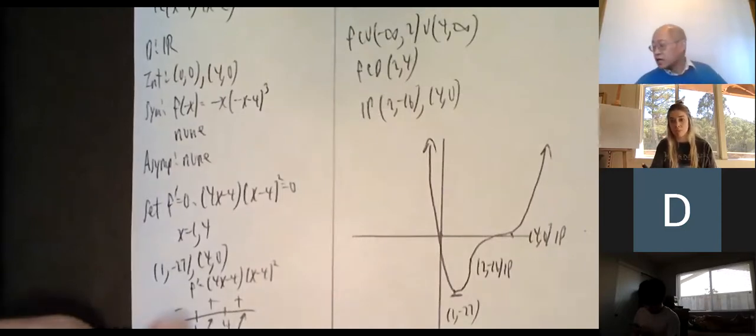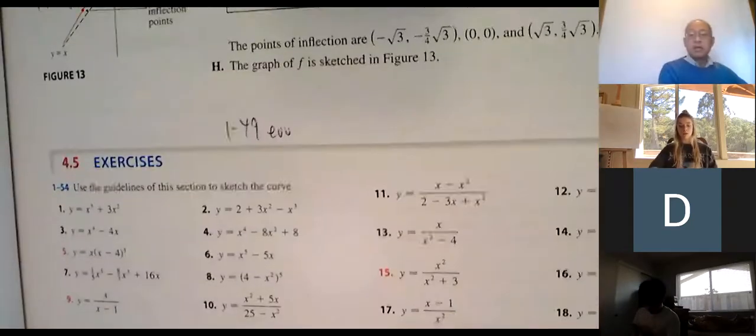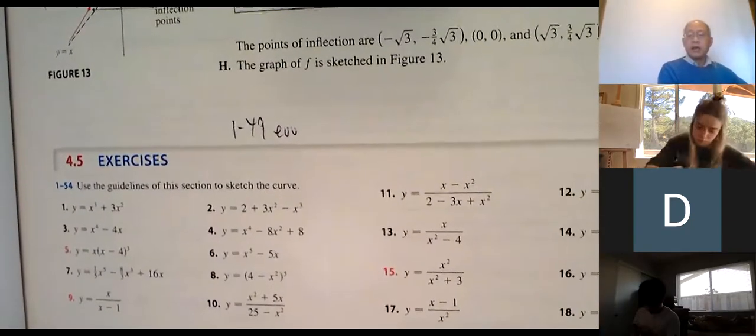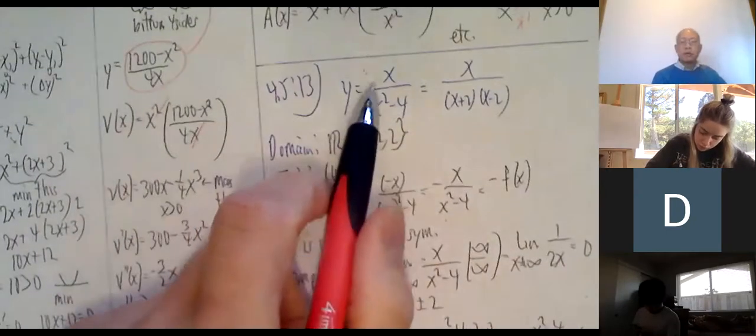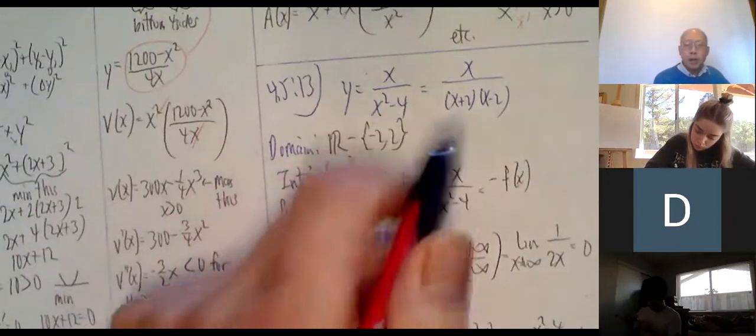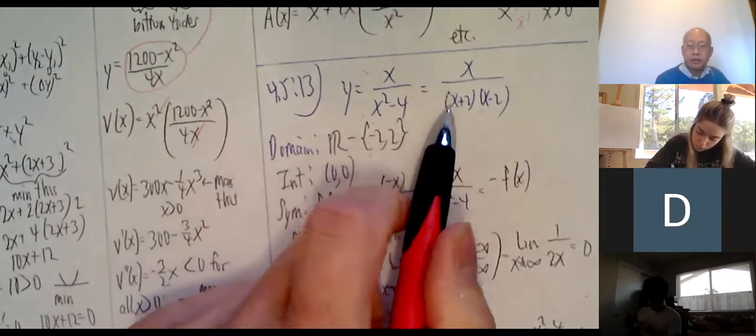Okay, that's number 5. The other one I was going to show you was 13, which has a lot to it also. So 13, y equals x over x squared minus 4. Okay. It's a rational function, so it's a lot more tricky, unfortunately. Okay, x over x squared minus 4, which factors into x plus 2, x minus 2.